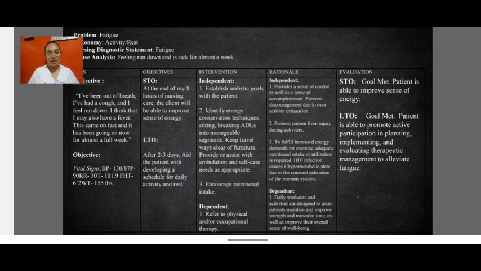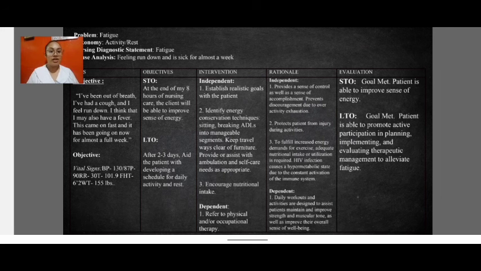So the first diagnosis we have is fatigue. For the cues or assessment, the patient stated that he's been out of breath, he had a cough, and is also feeling run down. He also thinks that he had a fever, and this came on fast and has been going on for almost a full week. For our objectives for the short-term observation, at the end of our 8 hours of nursing care, the client will be able to improve its sense of energy.